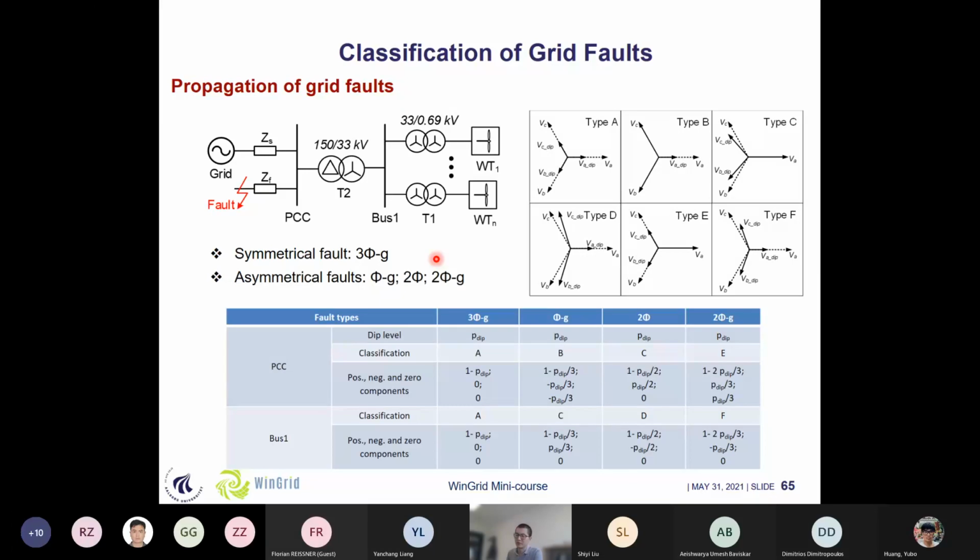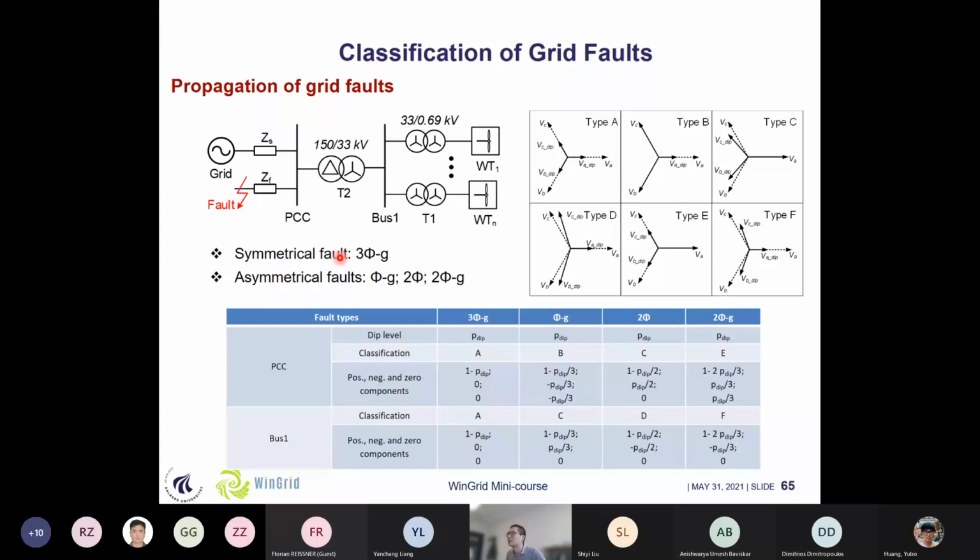For the fault types, generally speaking, they can be divided into two parts. One is the symmetrical grid fault, which we can call the three-phase grid fault. We also have some asymmetrical grid faults, like single-phase, line-to-line, and two-phase to ground. These are the different types. And if the fault is transferred toward the wind turbine, it will come across the YD transformers. During the propagation of the grid faults, there could be some changes, because we know that for delta transformers, the zero sequence cannot pass through the transformer. So there could be some propagation issues in terms of these grid faults.